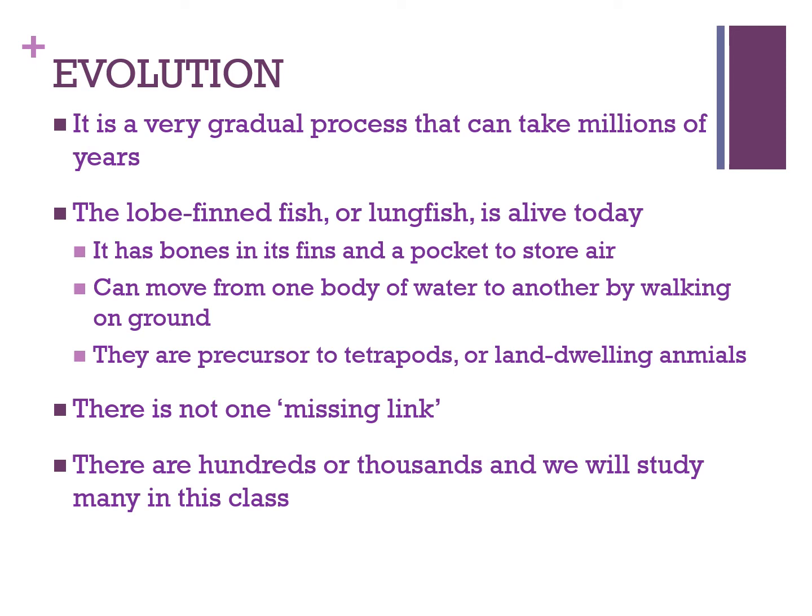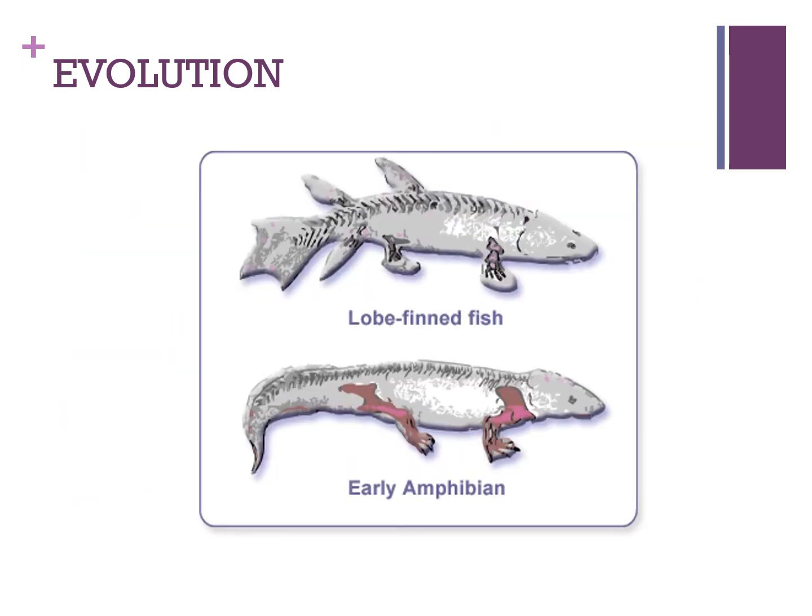Evolution is a gradual process that can take millions of years. The lobe-finned fish, or lungfish, is alive today. It has bones in its fins and a pocket to store air, and it can move from one body of water to another by walking on ground. They are a precursor to tetrapods and land-dwelling animals. There is not one missing link. There are hundreds or thousands, and we will study many in this class.